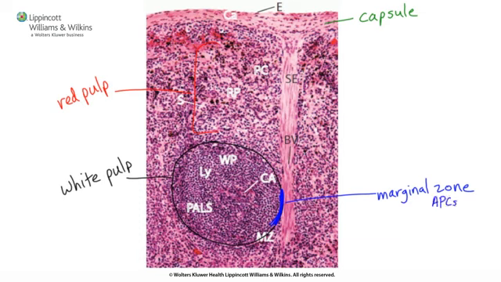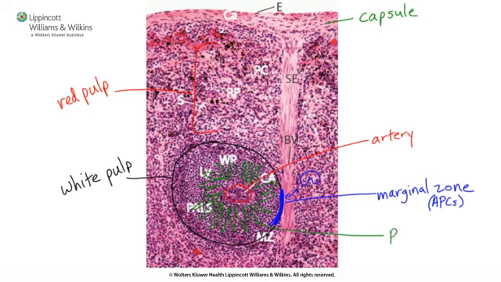The marginal zone is where you find antigen-presenting cells, including macrophages, and these macrophages are presenting antigens to the lymphocytes in the white pulp. So the macrophages kind of patrol the red pulp looking for antigens, and when they find antigens, the macrophages scoop them up and bring them to the marginal zone and then present them to the lymphocytes in the white pulp.